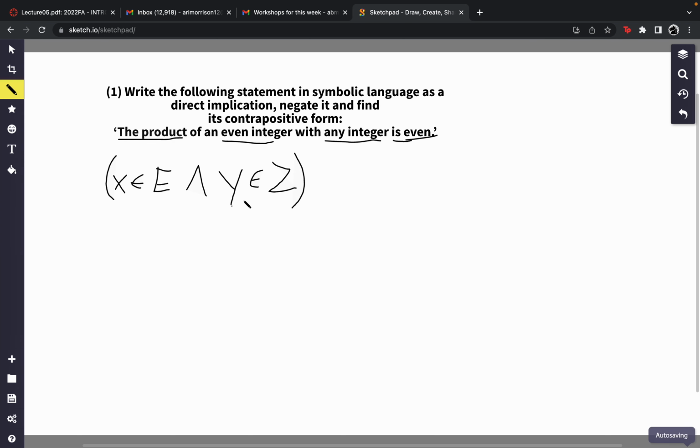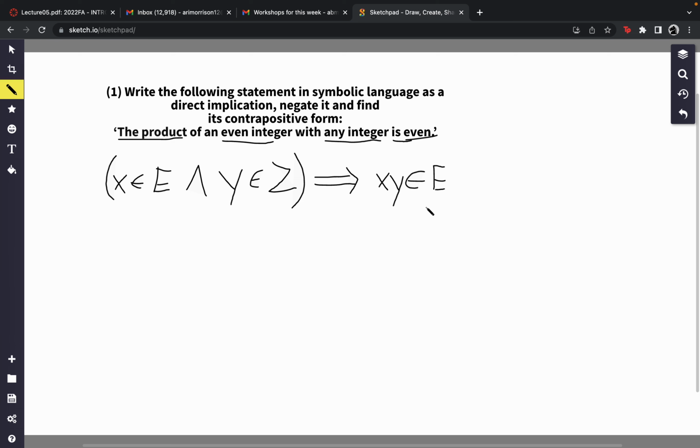That being true, that's our premise or our process. That implies the conclusion that xy, or x times y, is in the set of even integers. And here we have an implication. Cool. Okay. So that is the answer to the first part of our problem.